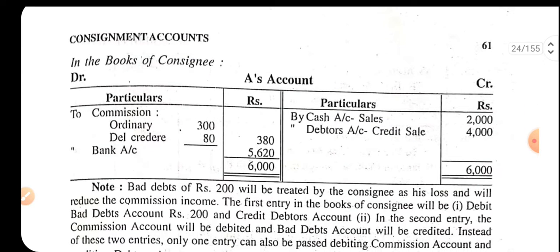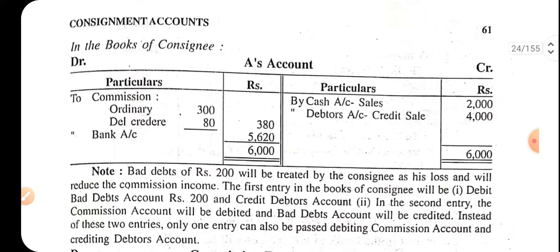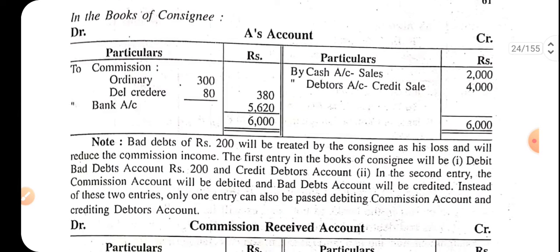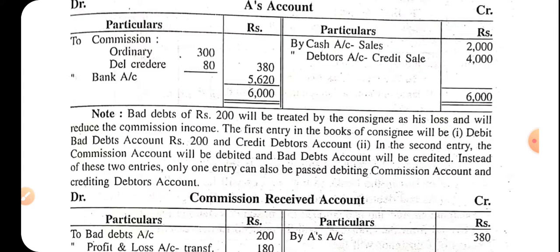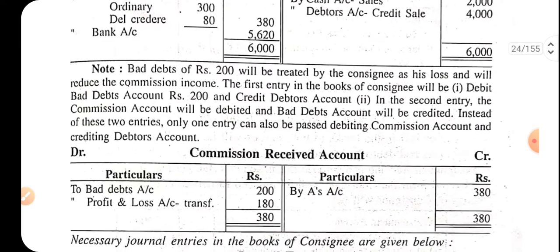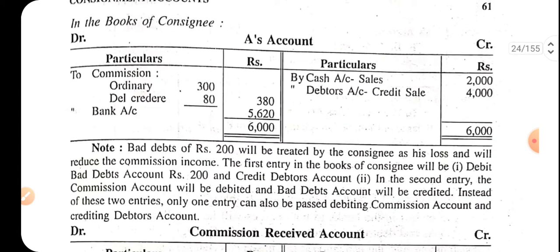This is the consignee's account in the book of consignor. First of all, we have made two kinds of sales. The sales are transferred to consignee's account credit side, and we have to pay two kinds of commission. The first commission is 300, another commission is 80. So both the commissions are debited from 6,000. If we deduct both kinds of commission, we have a difference of 5620. Its journal entry is consignee's account debit to cash and bank account.